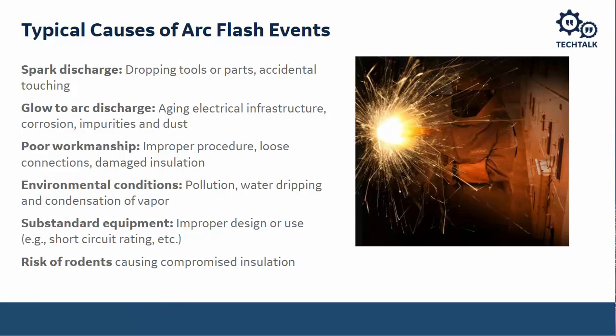Bad news. Another cause is arc discharge from aging equipment. We have a lot of old equipment in the electrical system. We can start having corrosion growing on conductors, which breaks down the airspace we have for insulation and can grow to an arc. Then there's workmanship, improper procedure, loose connections. That's a bigger one than you think.